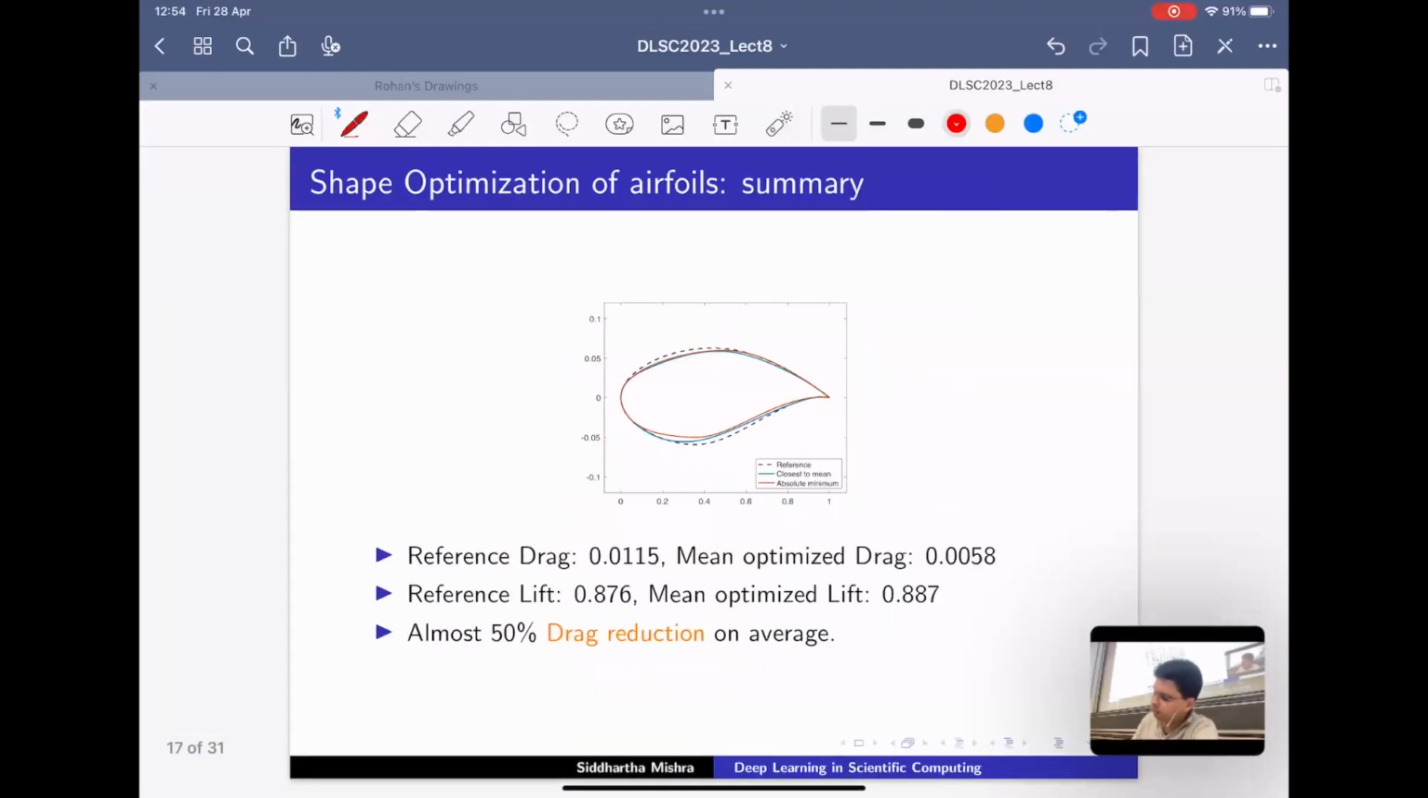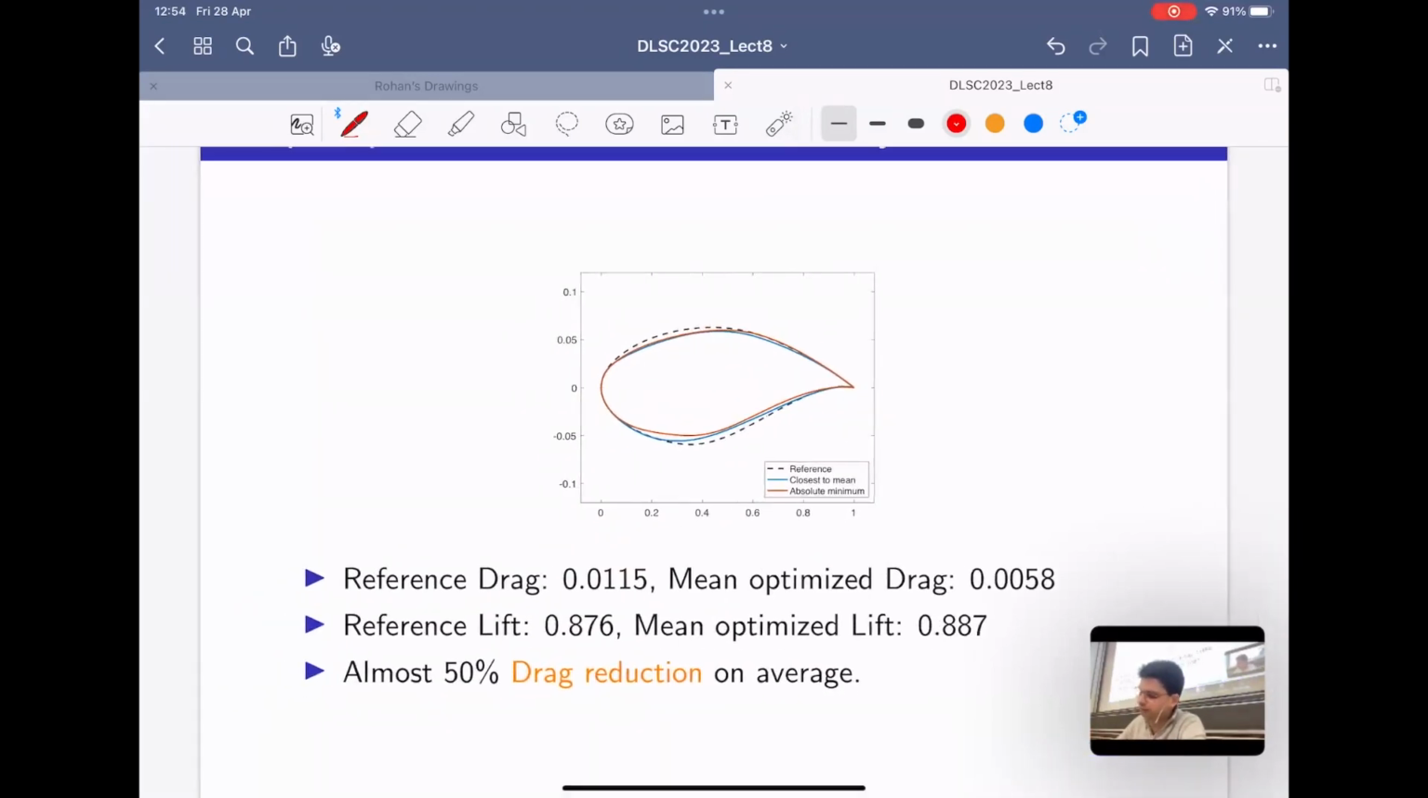And what is more important is that the airfoils that you obtain do the job. Maybe perhaps you can see it better here. And this is why this is an interesting problem, right? The drag is reduced by 50%. Well, if you could do that for a real aircraft, that would be phenomenal, right?